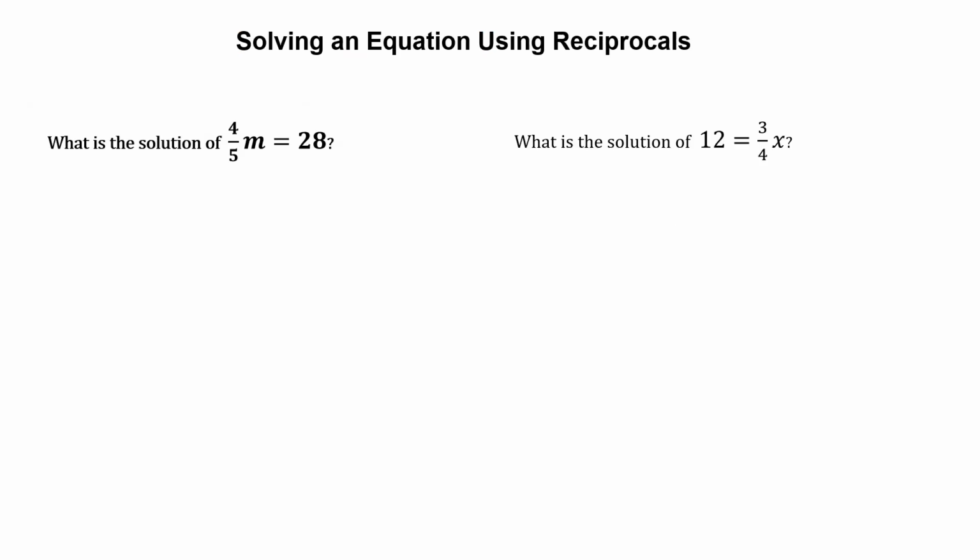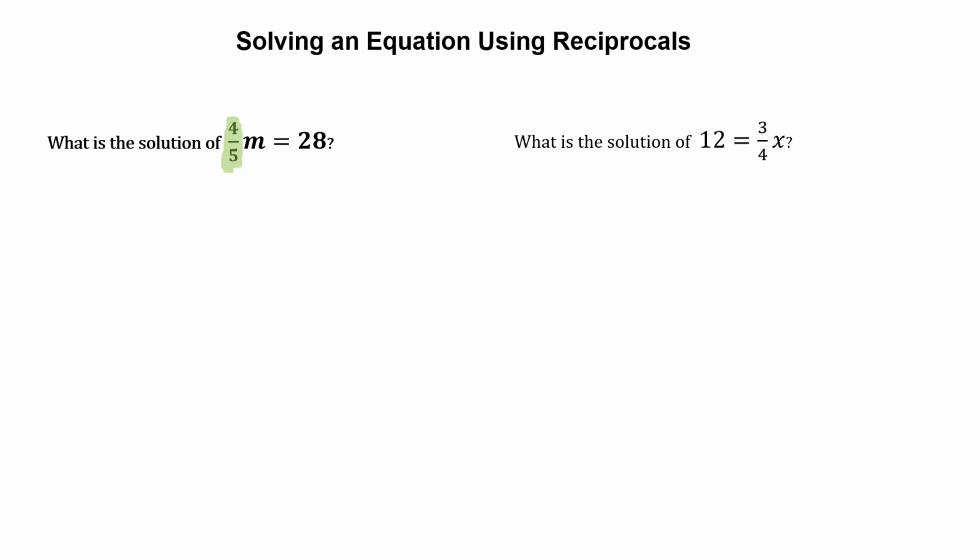Okay, solving an equation using reciprocals. Now this is just saying that we now have a multiplication by a fraction. If you noticed here, this is a fraction being multiplied by the variable. All we're saying, well, we know that the rule to undo the multiplication is to divide. Well, we have a fraction.